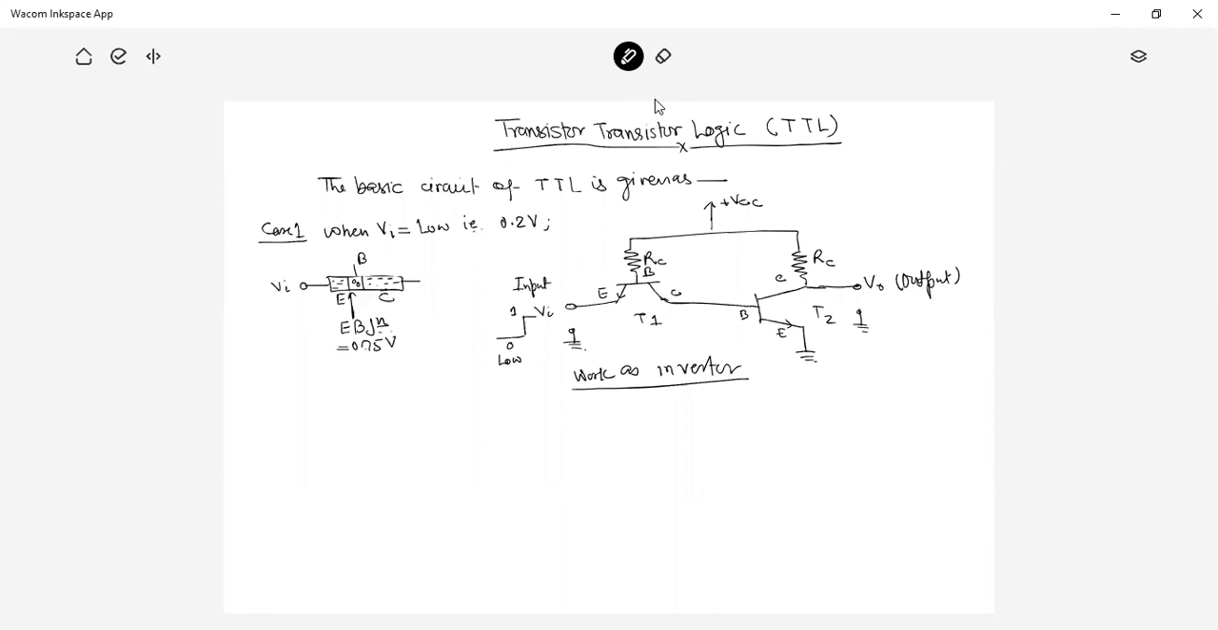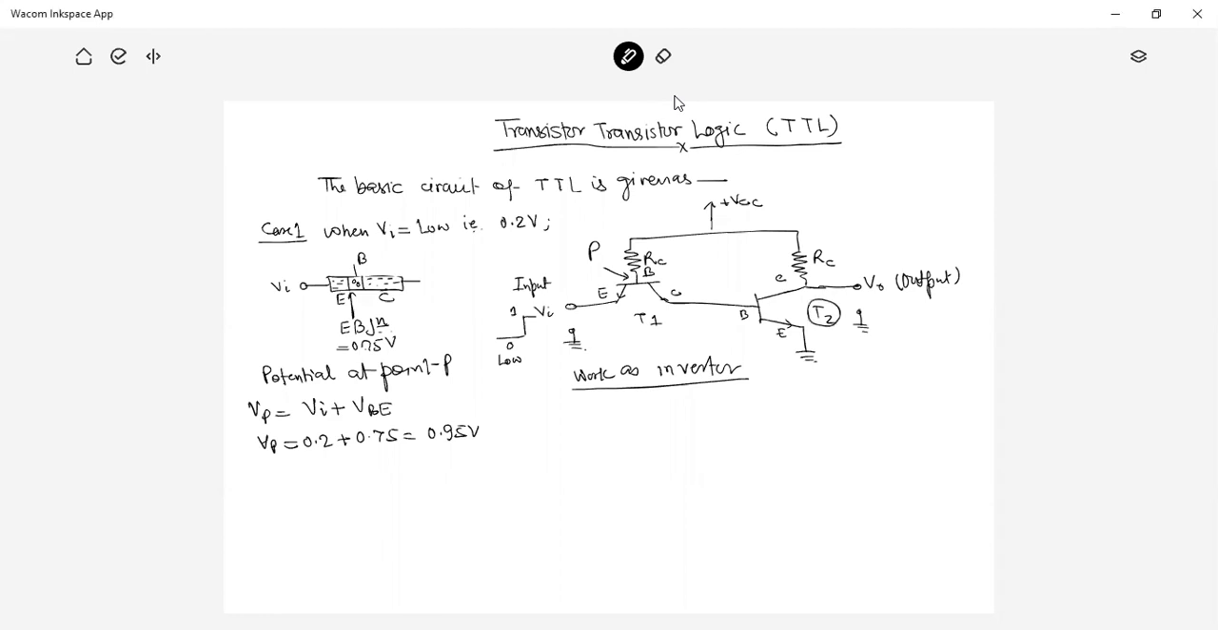So suppose this is the point P. The potential at point P, Vp is Vi plus VBE. Vi is 0.2 volt and this is 0.75 volt, so it is 0.95 volt. This much potential will develop, and this potential is not sufficient to conduct the transistor T2.